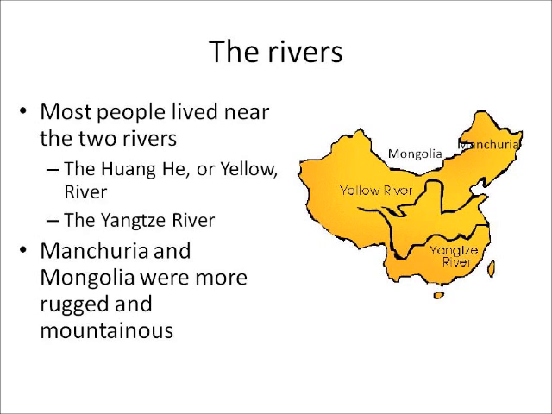Manchuria, which is up northeast there on the map, and Mongolia, which is further north, are a lot more rugged, a lot more mountainous. The people that lived there didn't farm, either because they didn't know how or didn't have the land or the water necessary. So those people were nomadic and moved around, and those are the people that most commonly invaded the civilizations along the rivers to the south.